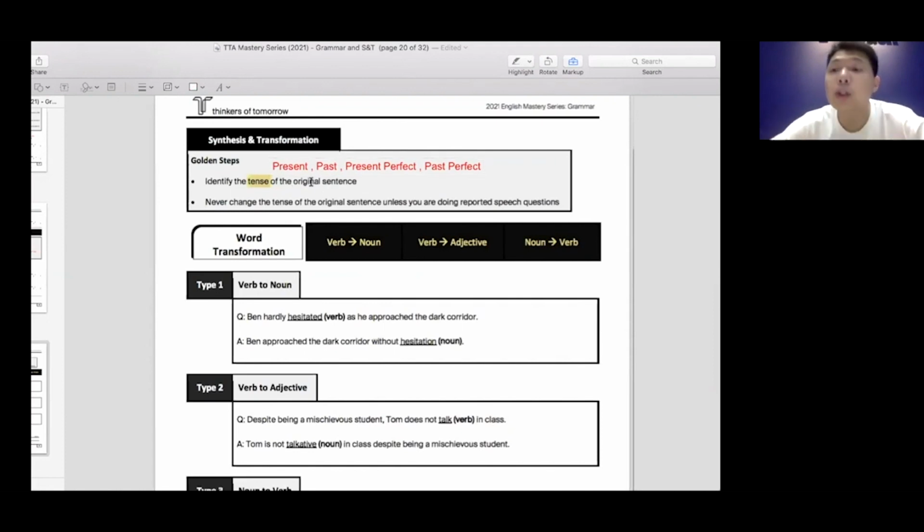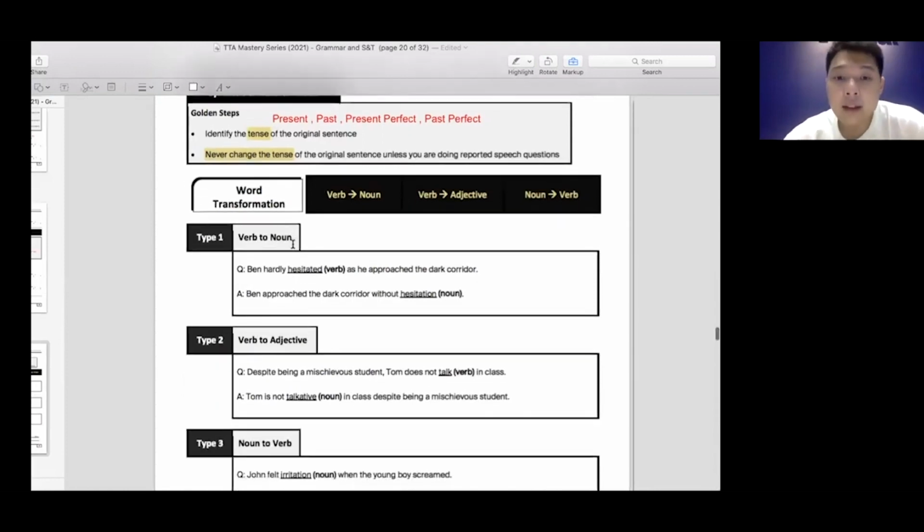Because when you transform this original sentence into the new sentence, you never, ever change the tense. Never, unless you are doing reported speech. Only in reported speech questions do you change the tense. Other than that, you never, ever change the tense. So it's important. Now, let's move on.